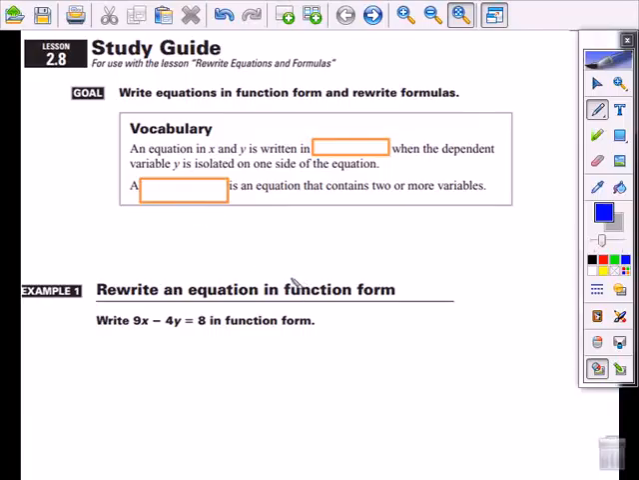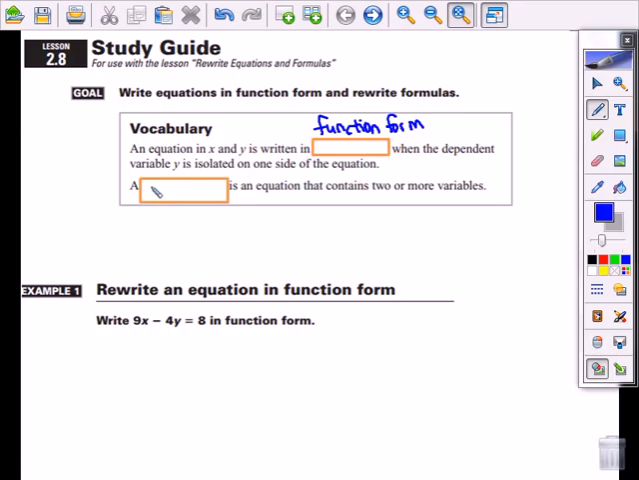Lesson 2A is writing equations in function form and rewriting formulas. First of all, we have a little bit of vocabulary. An equation in x and y is written in function form when the dependent variable y is isolated on one side of the equation. In other words, it's in function form when you solve the equation for y.